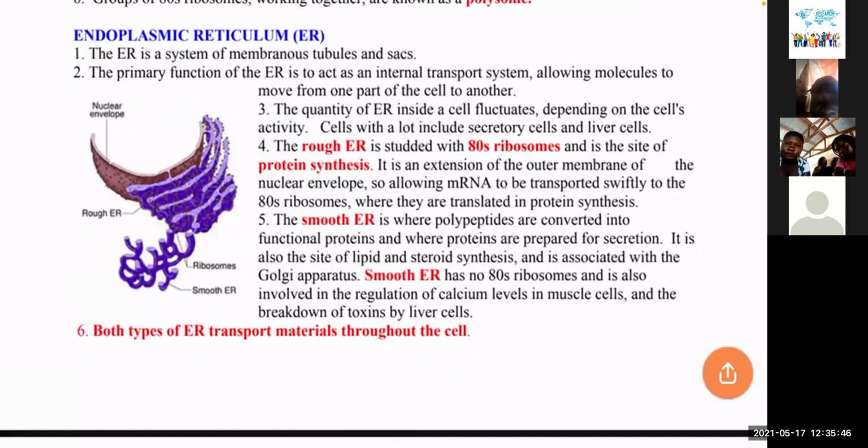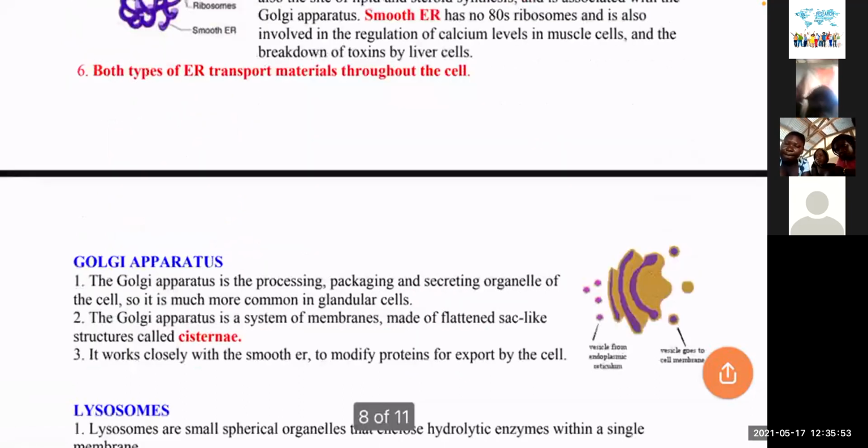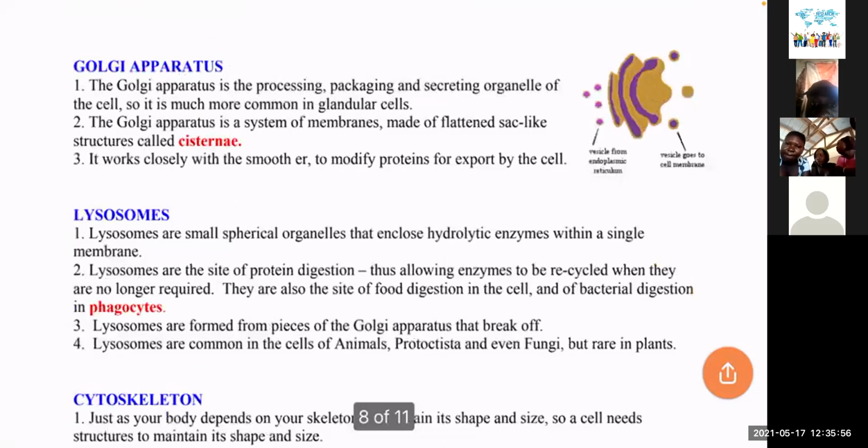Okay, I guess we can proceed and look a bit at the Golgi apparatus. There wasn't much here to say, but they are linked to the endoplasmic reticulum, like we had discussed last time. The Golgi apparatus is the processing, packaging, and secreting organelle of the cell, so it is much more common in glandular cells. It is a system of membranes made of flattened sac-like structures called cisternae. We had discussed this; I'm just briefly running you through so you can connect with where we are about to get.